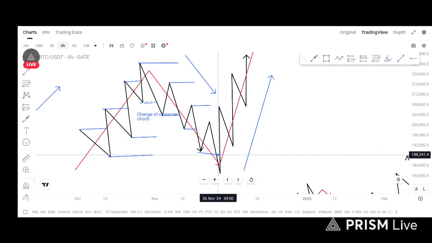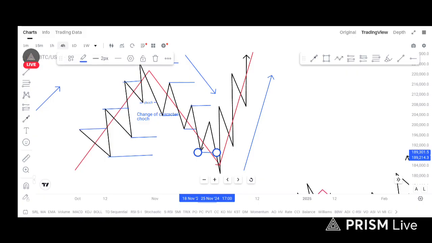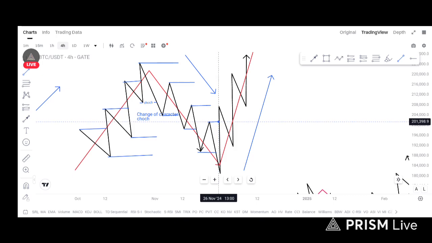When it gave us a break of structure, we are expecting this high to be what? Protected, but the market now took it out. Now what do you call this first break? What do you call this first violation of the market rule? I want to leave you to answer that.